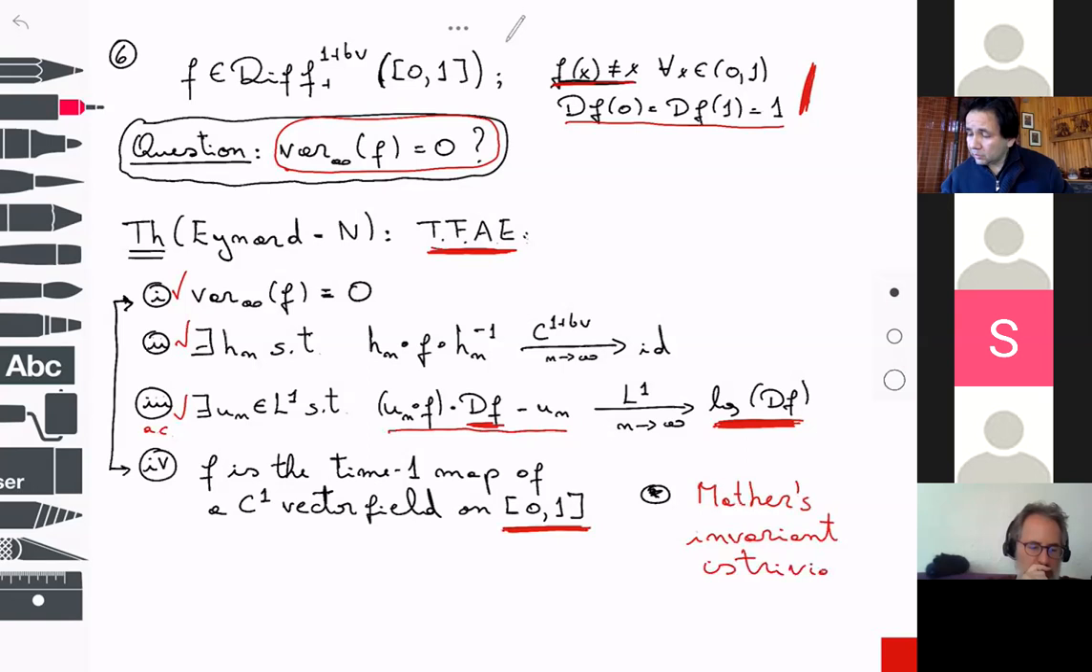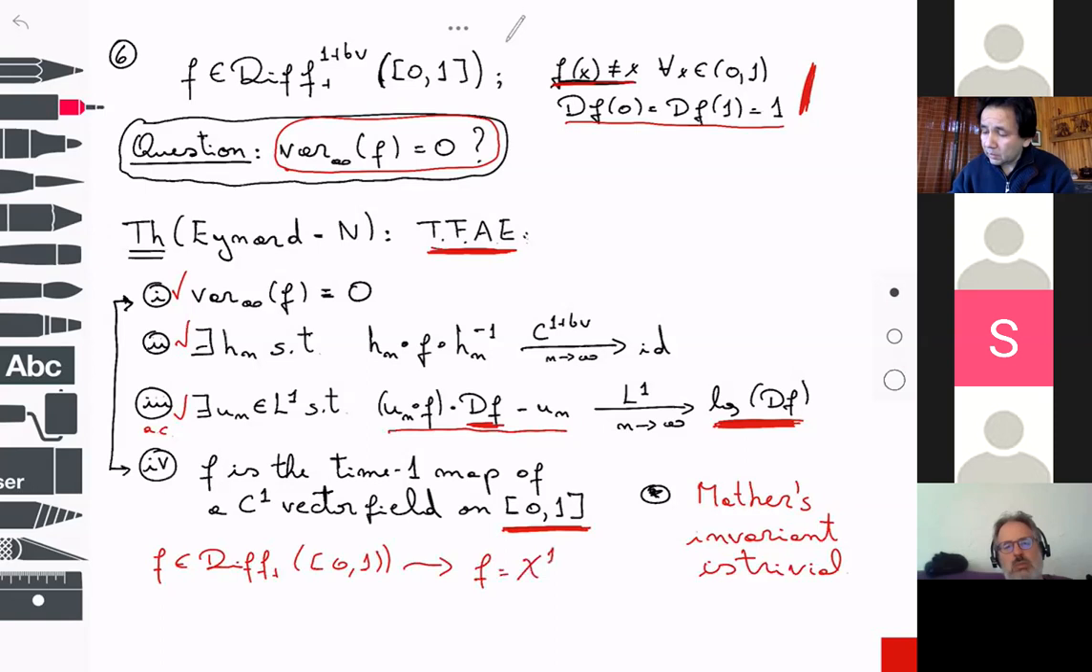So it turns out that if you have a diffeomorphism of the interval, which is closed from one side, then F is the time one map of a vector field defined on this interval, which is closed on one side and open on the other side. And if you have a diffeomorphism of the interval, which is closed, well, you can use the same result, but on the other side, then F is the time one map of another vector field.